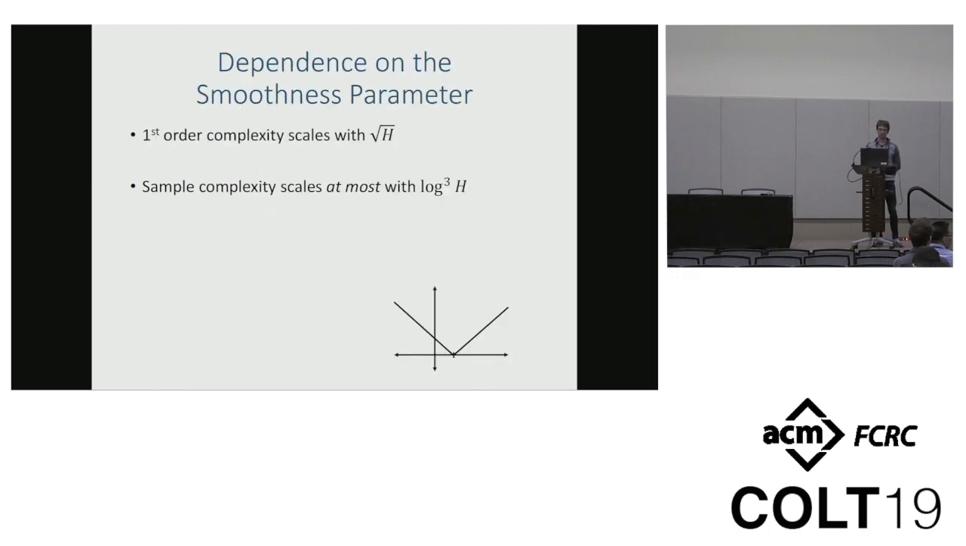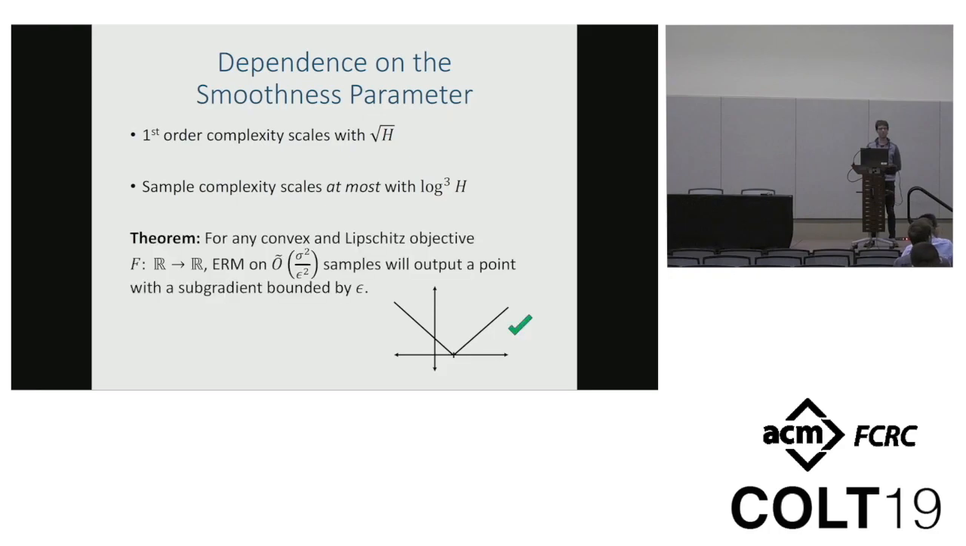Okay, so as I've shown, there's this exponential gap between the dependence on the smoothness in the first-order case and in the sample complexity case. Looking at the lower bound, it's not clear even that you need to depend on the smoothness at all. And in fact, we show that in one dimension, when the objective is univariate, ERM with a small number of samples will output a point with a small subgradient, even if the function is non-smooth or not even differentiable. So this example I've been scaring you with the whole time, ERM would return exactly W star.